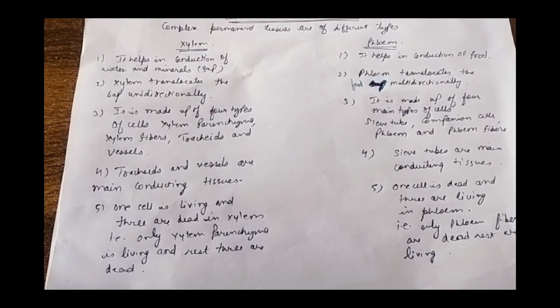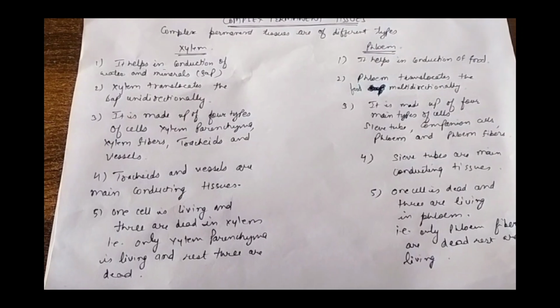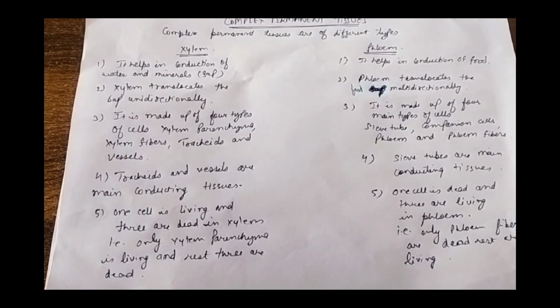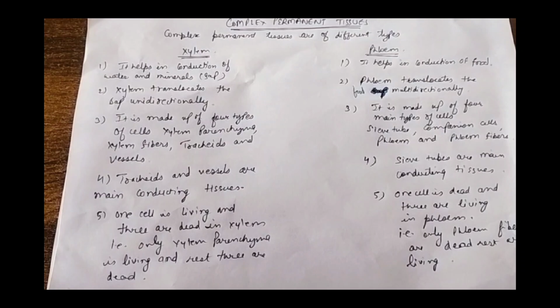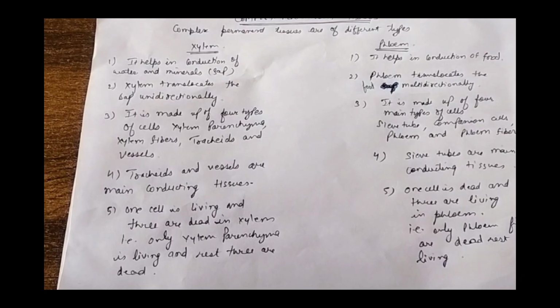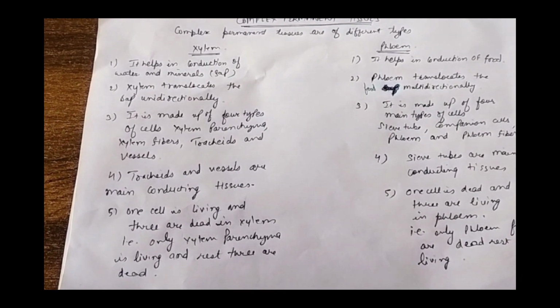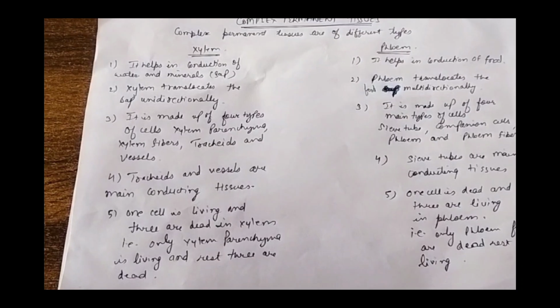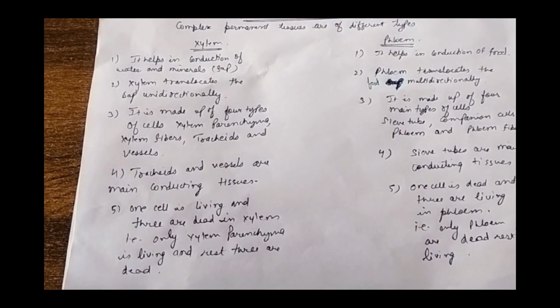Xylem is made up of four types of cells: xylem parenchyma, xylem fiber, tracheids, and vessels, whereas phloem is made up of four main types of cells: sieve tube, companion cell, phloem fiber, and phloem parenchyma. Tracheids and vessels are the main conducting cells within the xylem. They only conduct water from the root to the upper part of the plant, whereas sieve tube cells are the only conducting cells within the phloem.